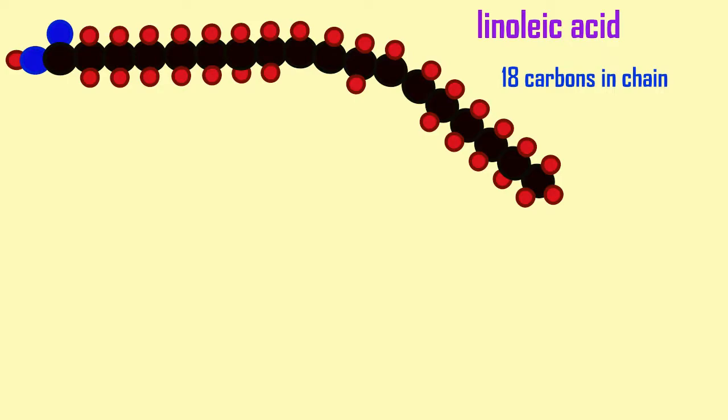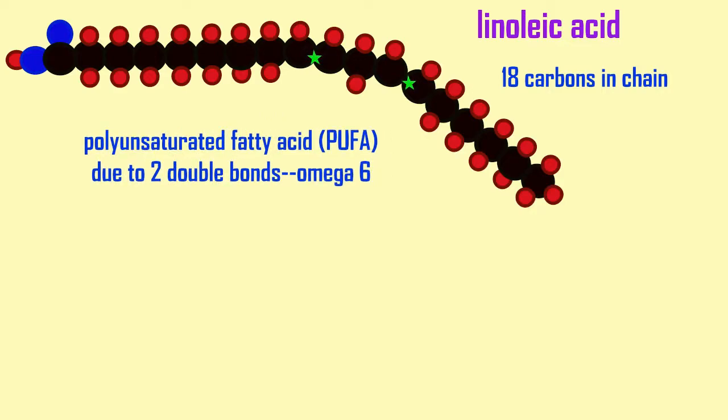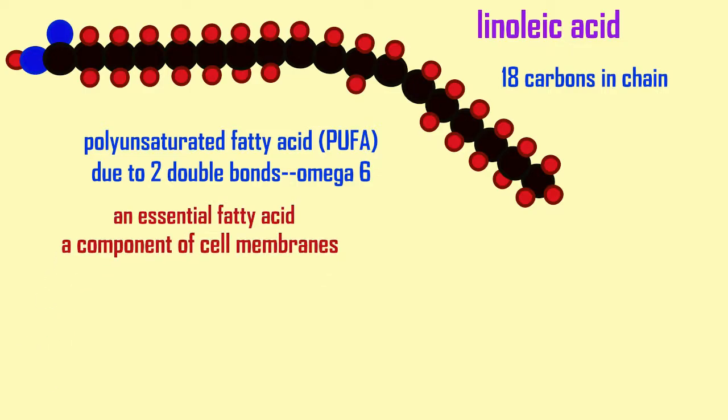Linoleic acid is 18 carbons in length, and because of its two double bonds, it is polyunsaturated. And because the last double bond begins 6 carbons from the terminal end, it is referred to as an omega-6. It is an essential fatty acid. It must be included in the diet.